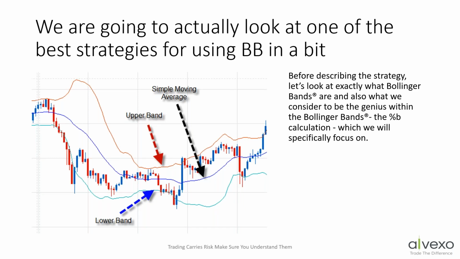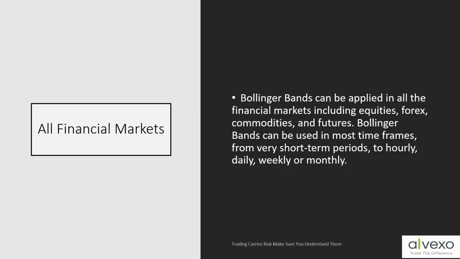Now, Bollinger Bands falls in the category of bands or envelopes. It starts out with a center line, which is simply a moving average, and then it adds an upper and a lower band by using something known as standard deviation. Bollinger Bands can be applied in all financial markets, including equities, forex, commodities, and futures. Bollinger Bands can be used in most time frames, from very short term to hourly, daily, weekly, and monthly.